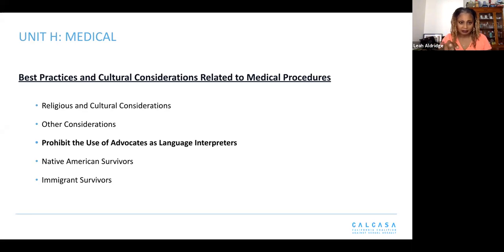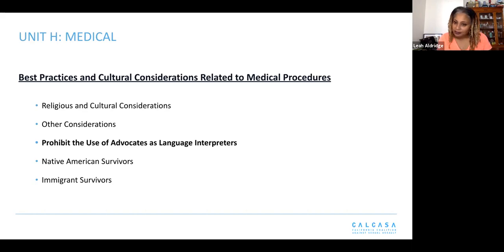I'd like to linger on this, because it can be particularly important when you're dealing with either Native American survivors or immigrant survivors, right? These kinds of things can turn their worlds upside down, right? And cause a lot of confusion and exacerbate any existing traumas that they may have. So I want to call your attention to the one in the middle right there: prohibit the use of advocates as language interpreters.